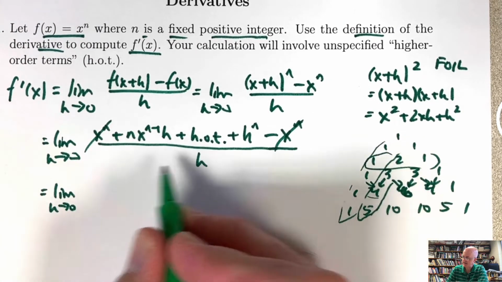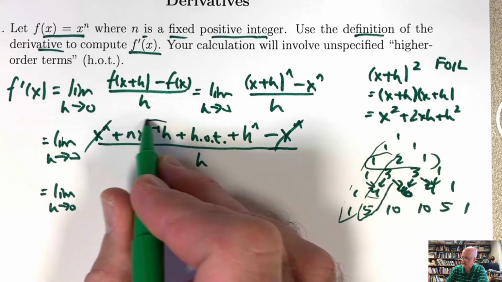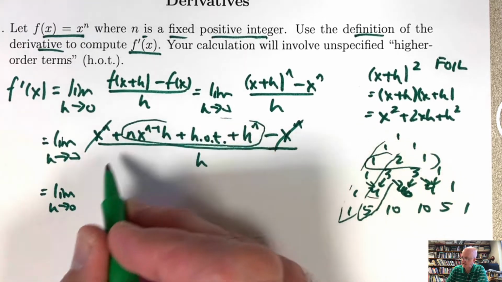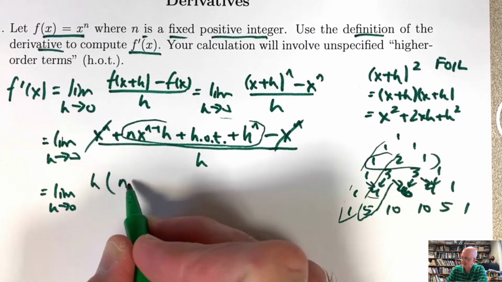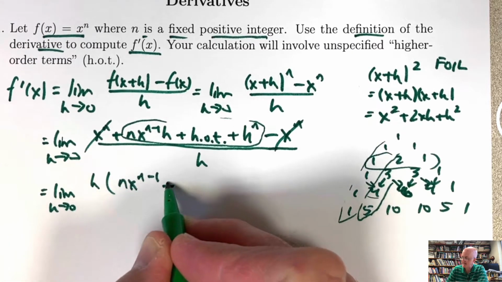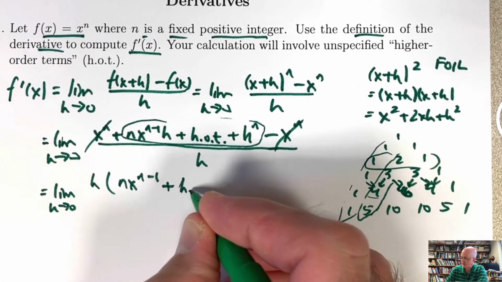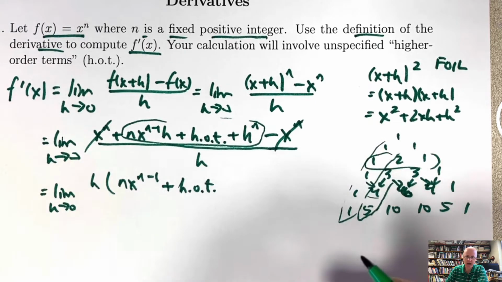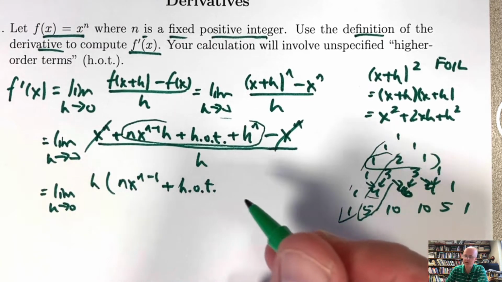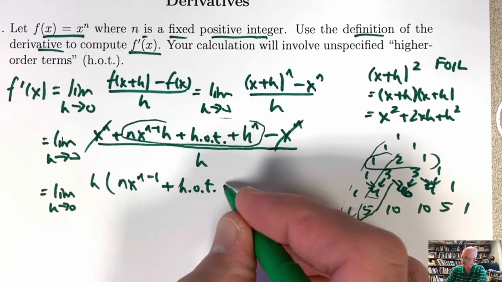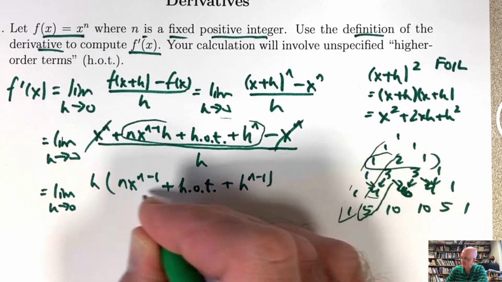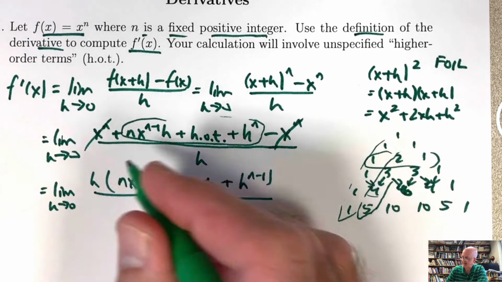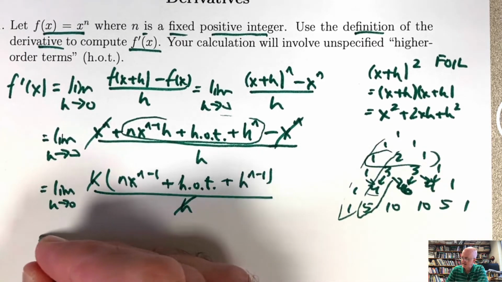We cancel the x to the n's. What's left, all these terms in here all have at least one factor of h. It can be factored out. With the first term there, what's left is n times x to the n minus 1 plus, well, let's just say higher order terms, though the order of the h in those higher order terms is one less because we factored out one factor of h. The last factor of h will be h to the n minus 1, all divided by h.